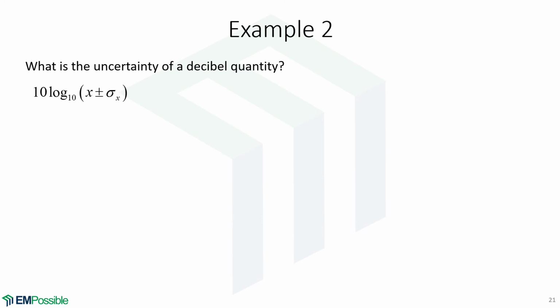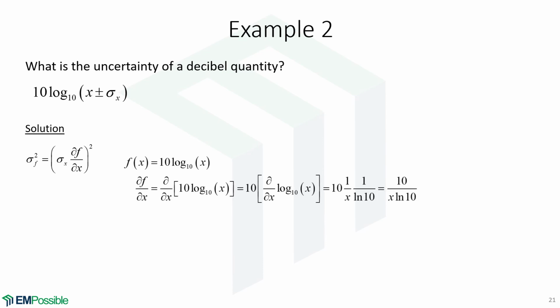Second example, in electrical engineering, we use decibels all the time. So what's the uncertainty of a decibel quantity? So we have a linear quantity with some uncertainty, and then we're going to express that in decibels. How do we do that? Well, here's the solution. We apply the original definition of uncertainty. In this case, our function is 10 log base 10 of X. So we'll replace our function over here with 10 log 10 of x.